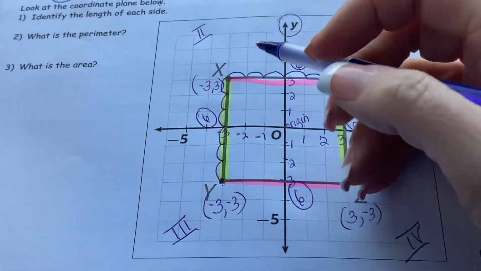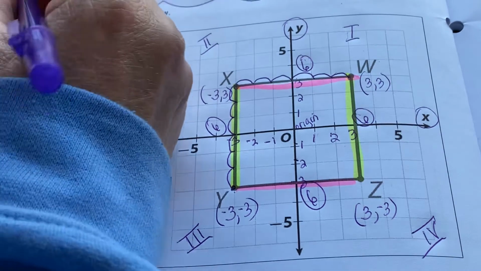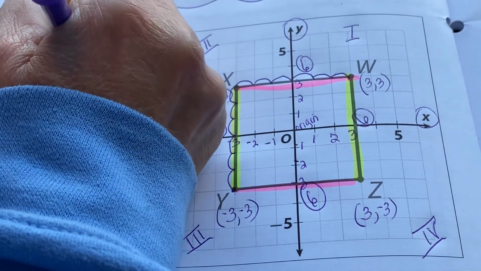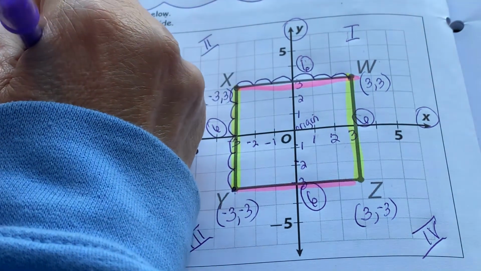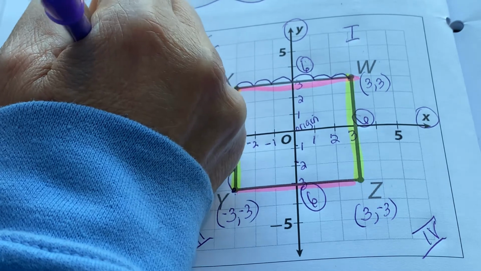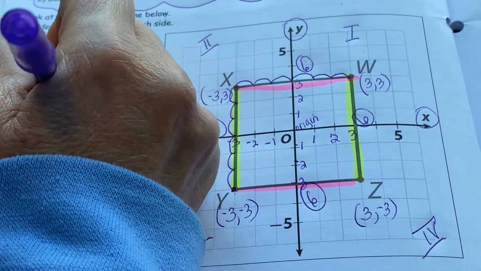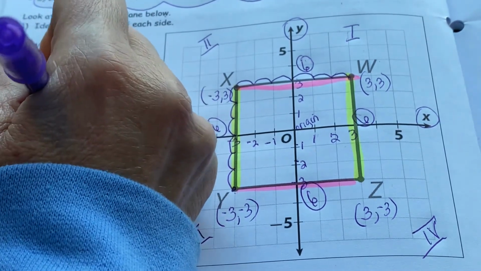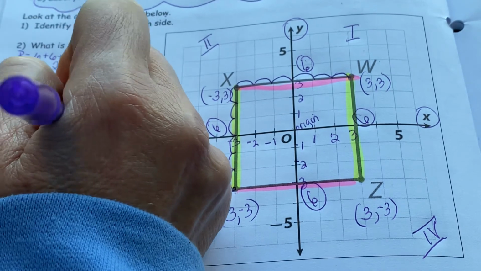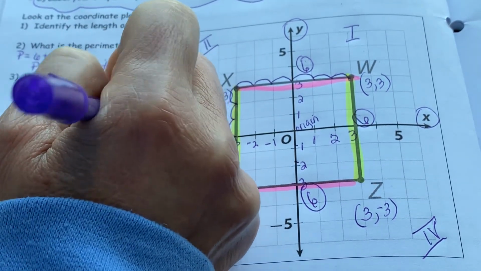All right. Last thing, what is the perimeter? Perimeter, I find by adding all the sides. So P equals 6 plus 6 plus 6 plus 6. So my perimeter equals 24 square units. And then lastly, what is the area? Area equals length times width. So area is 6 times 6. And I have area equals 36 square units. And there you have it.